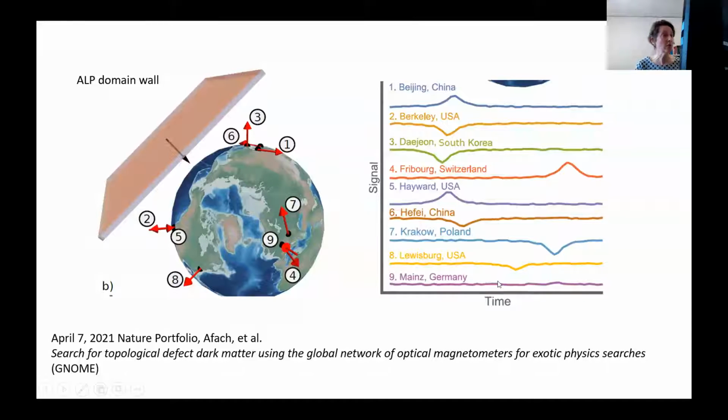collaboration known as GNOME, which is the Global Network of Optical Magnetometers for Exotic particles. I like that name, GNOME. I'm not part of this group, so I'm just presenting this as an idea of what's going on. Throughout the world, there are these magnetic sensors from different groups. And the idea is that if you have these exotic axion-like particles, and a domain wall passes by, you should see events throughout these different sensors.